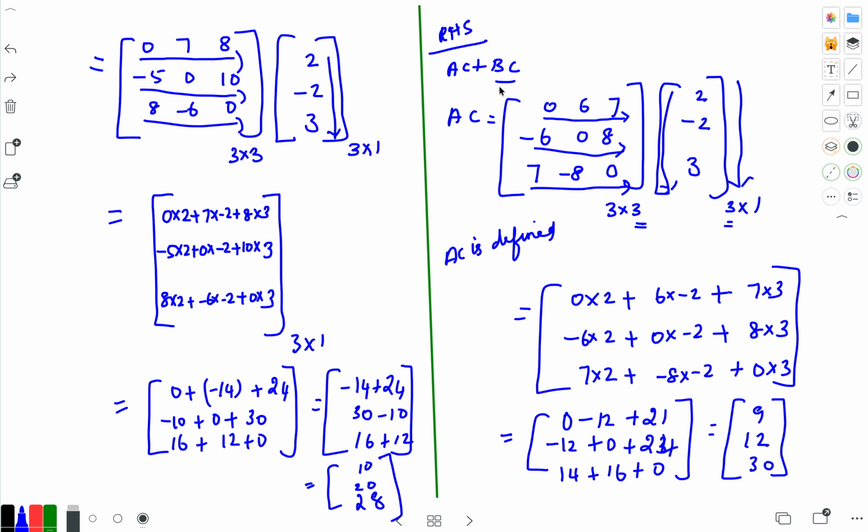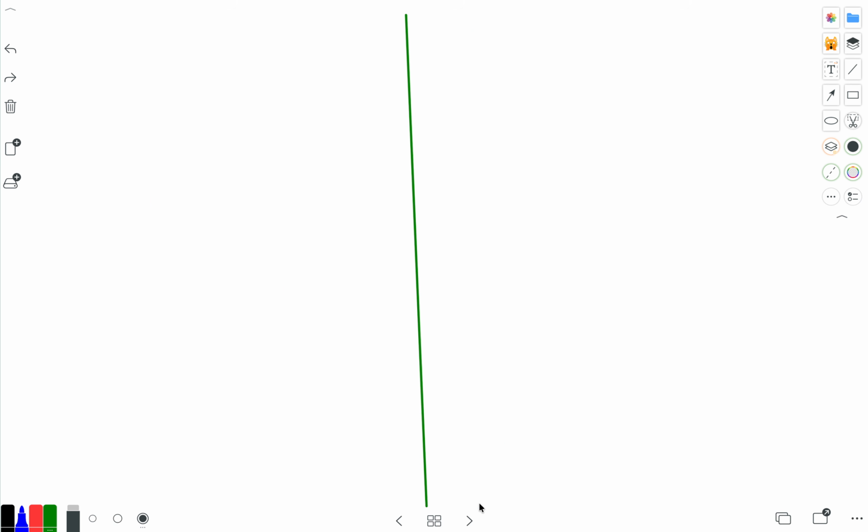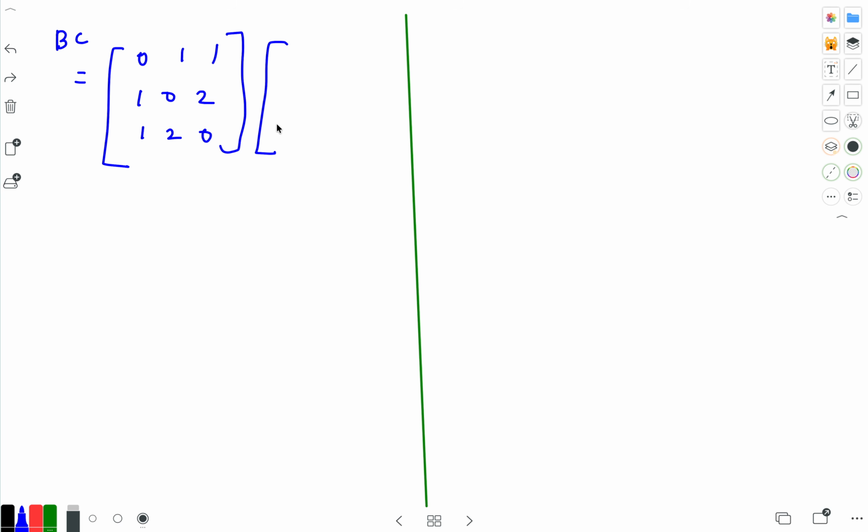Next let's find out BC. 0, 1, 1, 1, 0, 2, 1, 2, 0 into C matrix, 2, minus 2, 3. Find the order of the matrices: 3 by 3 and 3 by 1. Here the number of columns and the number of rows are equal. So BC is defined, right?